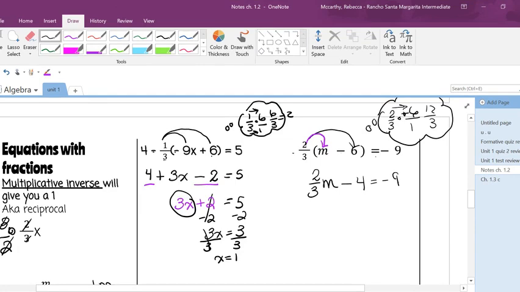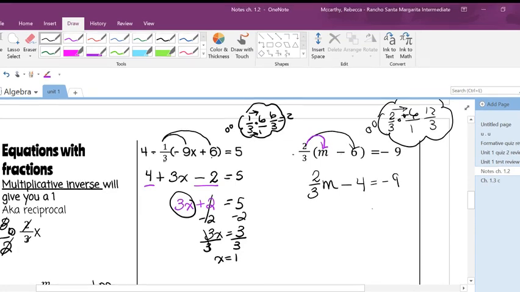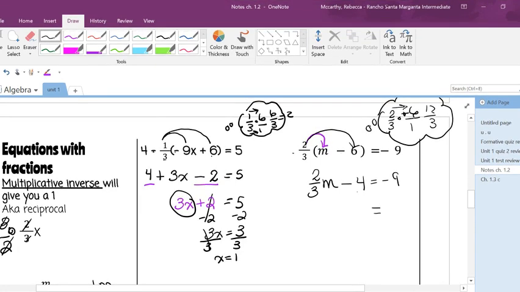Equal signs are lined up. My work looks nice and tidy. So I'm going to circle that. I'm going to add 4 to both sides. Oh, I should have done it over here.